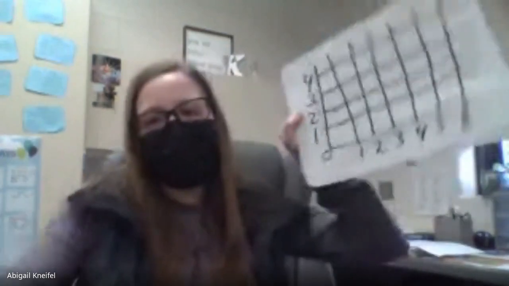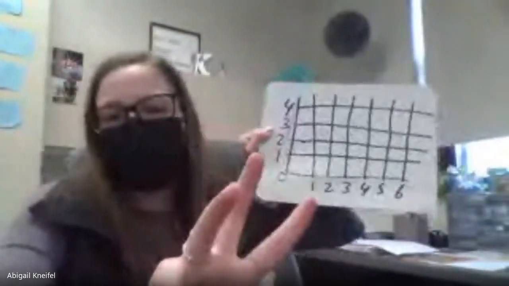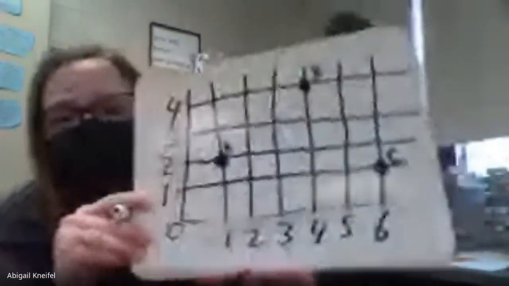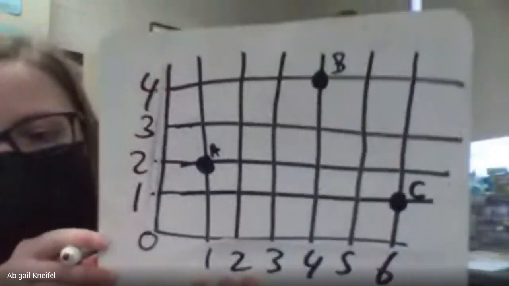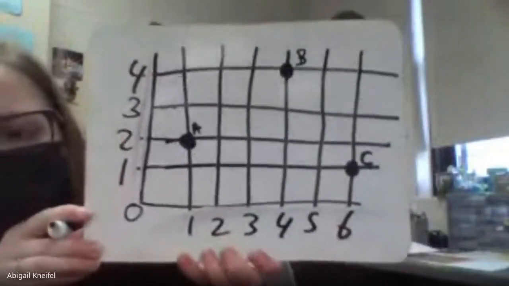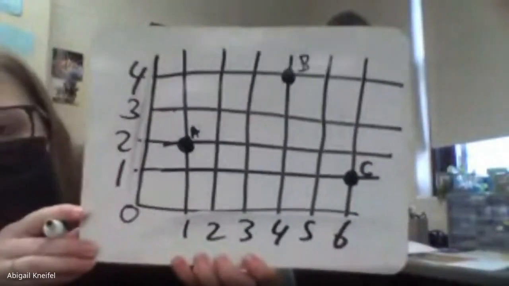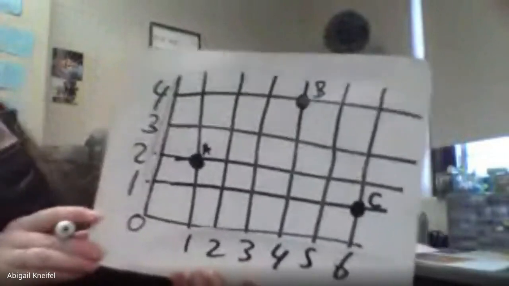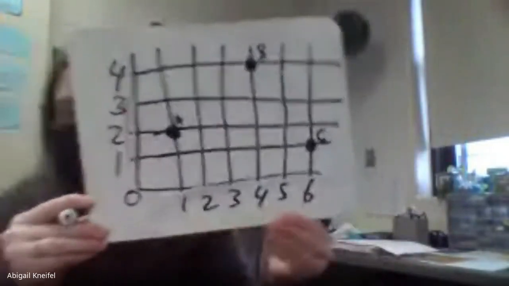All right. I am going to draw a nice little graph, and I'm going to put 3 points on my graph, and I'm going to label them with a letter, and you're going to write down where they are. A, B, and C. Tell me where the point A is, tell me where the point B is, and tell me where C is.